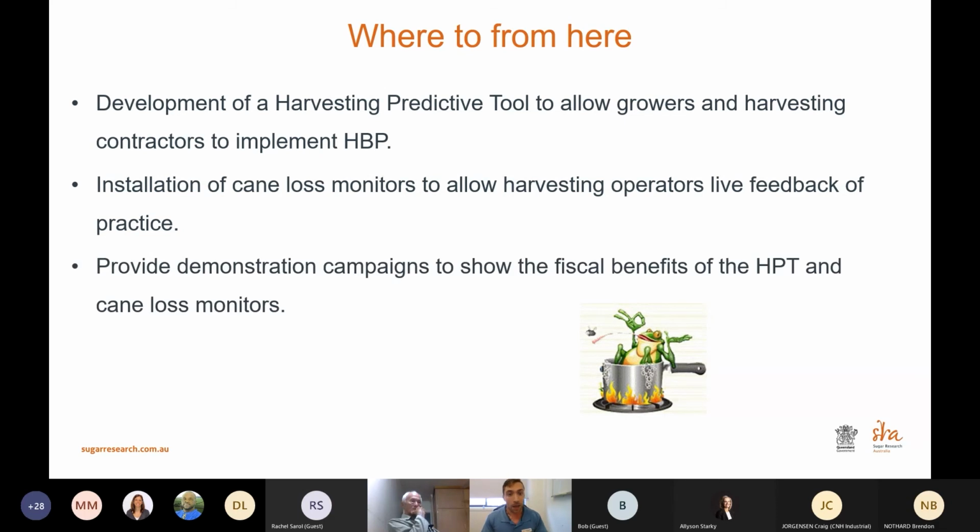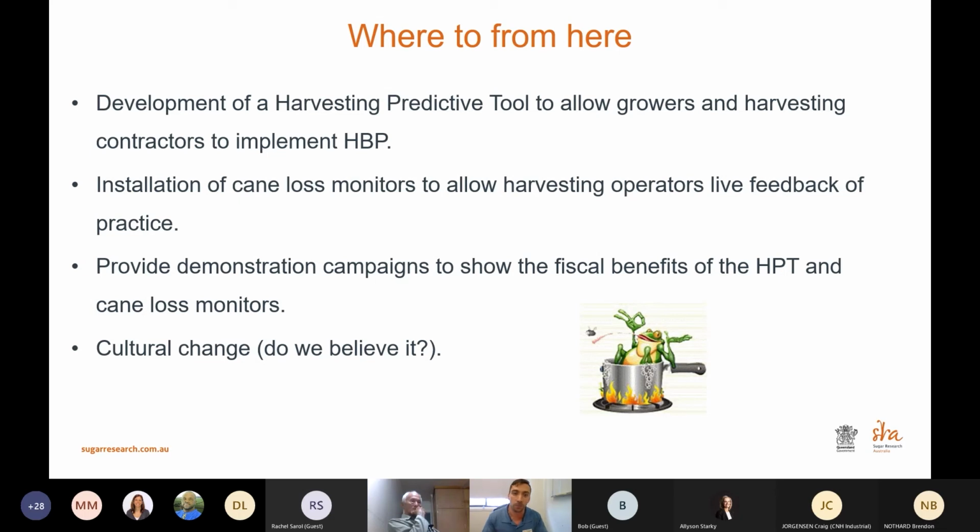And then finally, with the harvesting predictive tool that Sugar Research Australia and the Department of Agriculture and Fisheries are really excited that we're producing at the moment, and it is in a project. Fingers crossed, by the start of this season, we'll have a prototype that we'll be testing. By the start of next season, fingers crossed, we're hoping that it's going to be out there available for industry to try and get benefit from it. And so finally, leading to a cultural change.